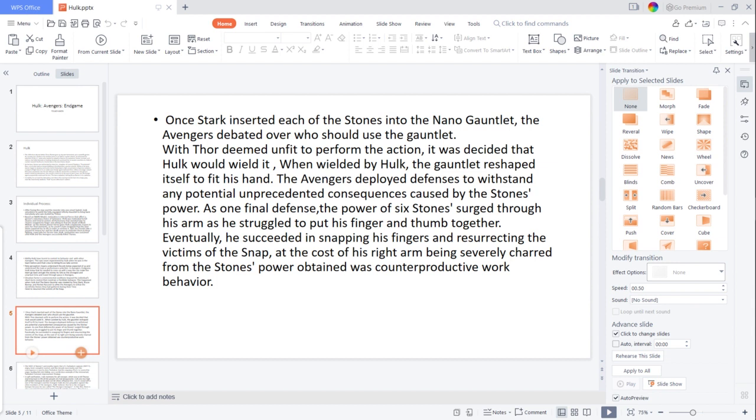As one final defense, the power of the sixth stone surged through his arm, and he struggled to put his finger and thumb together. Eventually, he succeeded in snapping his fingers and restoring the victims of the snap, at the cost of his right arm being severely charred from the stone. Power obtained was counterproductive work behavior.